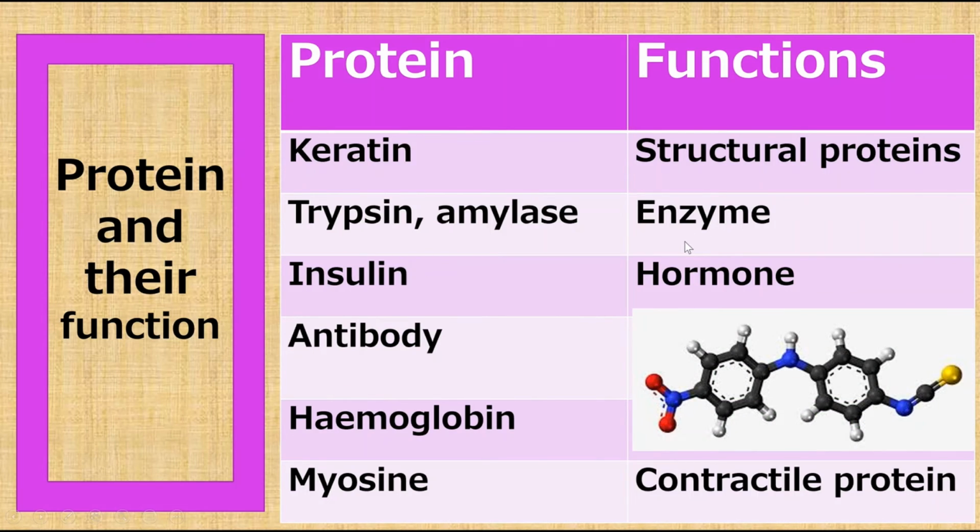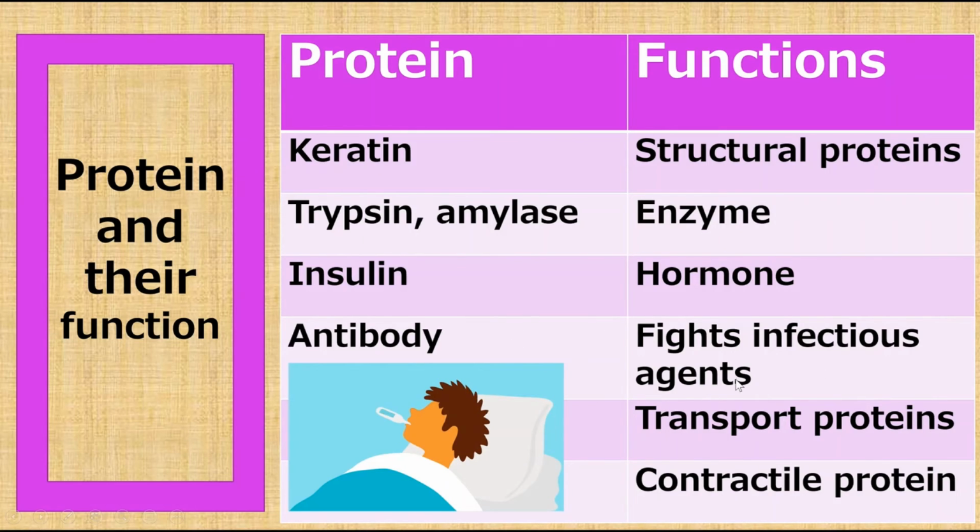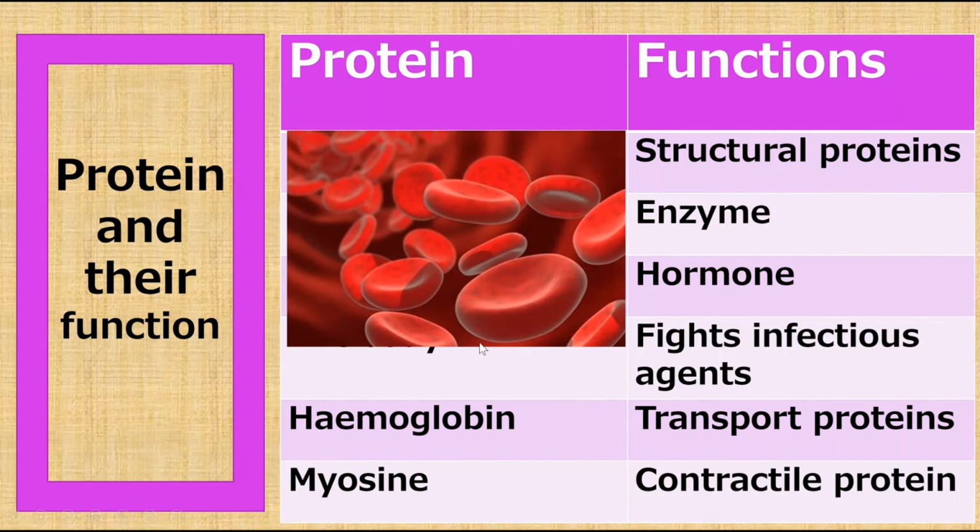They can also play a very important role as messengers. For example, hormones, and insulin is the best example, where insulin plays a very important role in maintaining our sugar level in our body, right? Similarly, proteins can also fight infectious diseases by creating antibodies within our body. So you see how important proteins are.